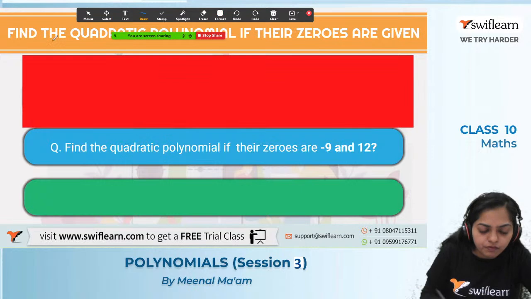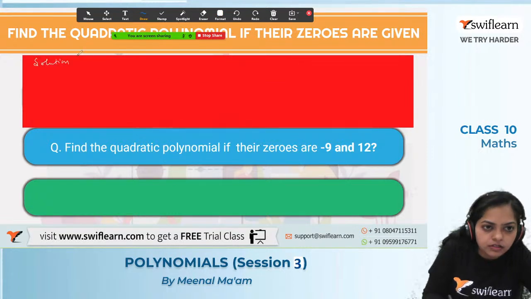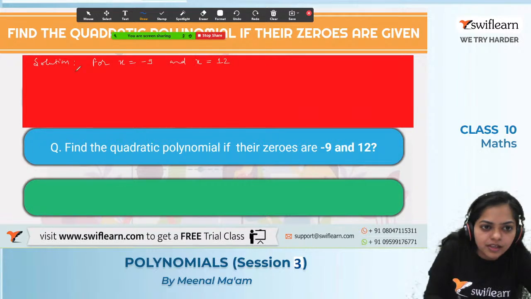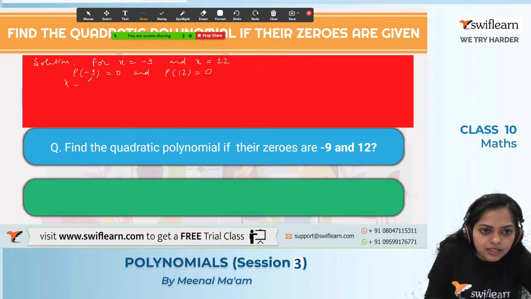So the solution will be like this. Minus 9 and minus 12. So for x equals minus 9 and x equals 12. Okay, so x plus 9 equals 0 and x minus 12 equals 0. Alright, now what will I get? x minus minus 9 is equal to 0 and x minus 12 equals 0.